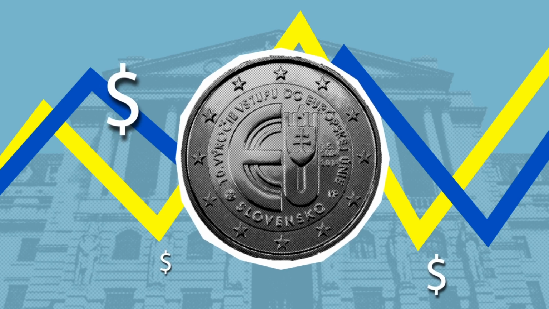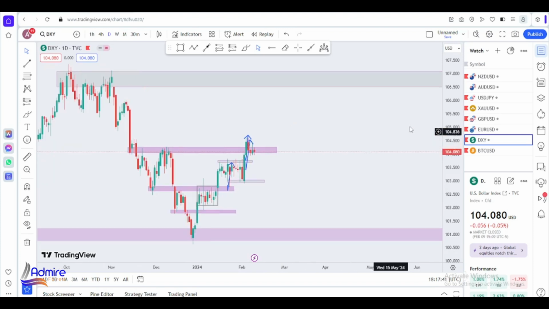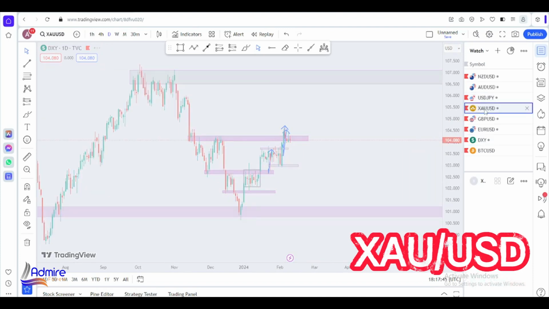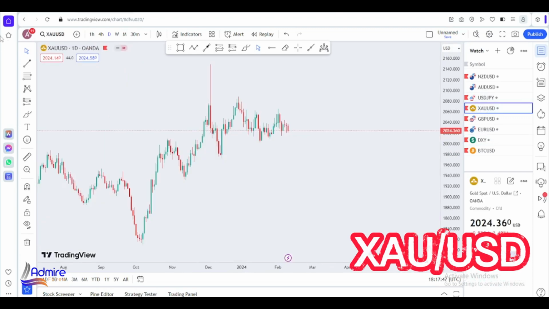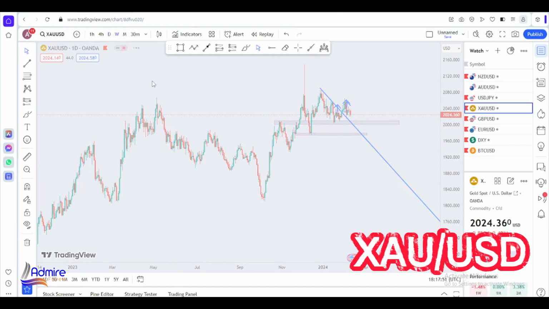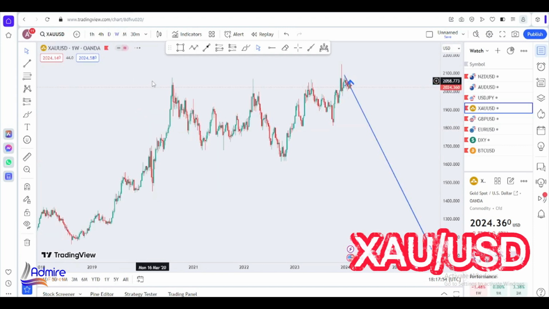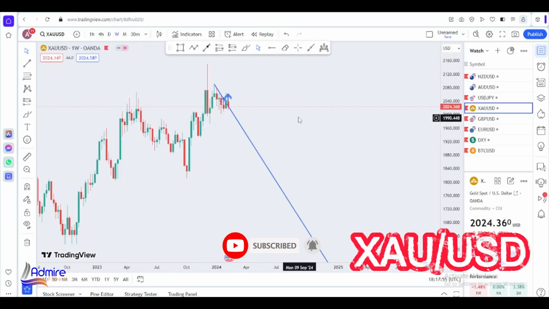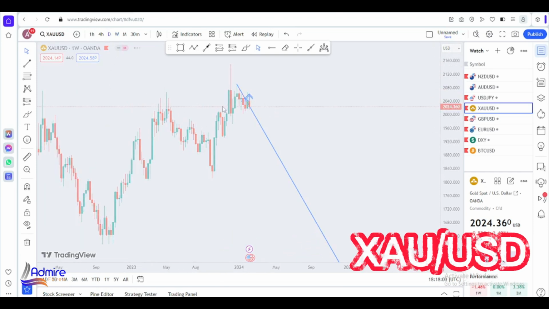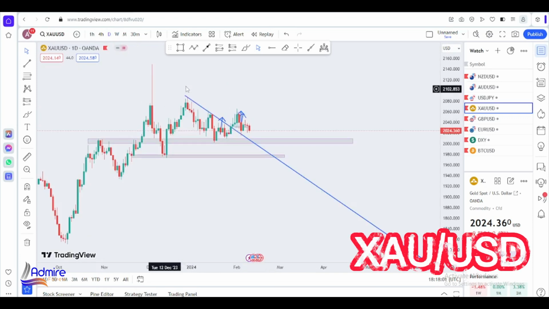Okay, so we are going to start our analysis. Let's start with gold. For last week, gold has been giving us some kind of patterns. Gold has been finding it difficult to go to the upside like we have been predicting. If we're looking at the higher time frame, gold has been ranging.